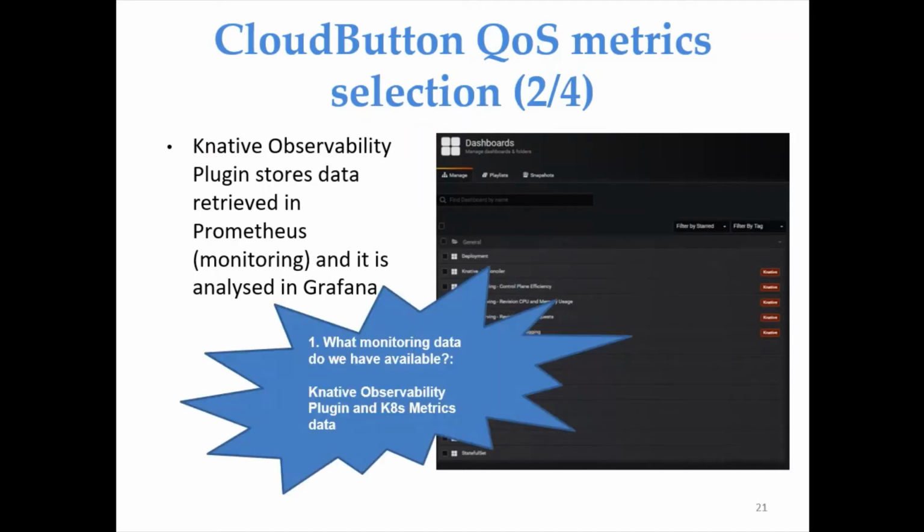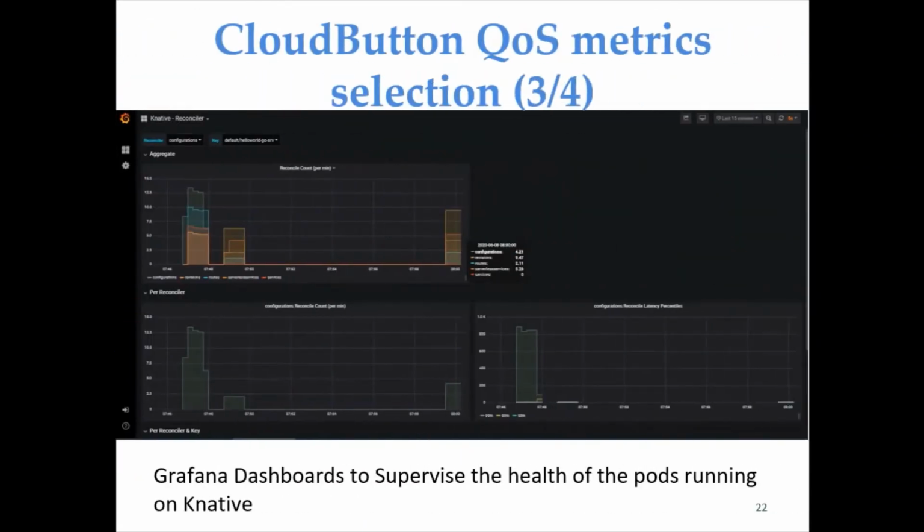So this will answer our first question. What monitoring data do we have available? We have available the monitoring data provided by the Knative observability plugin and the Kubernetes metrics. This is the output obtained on the Grafana dashboard from the execution of a process in Knative Serving.